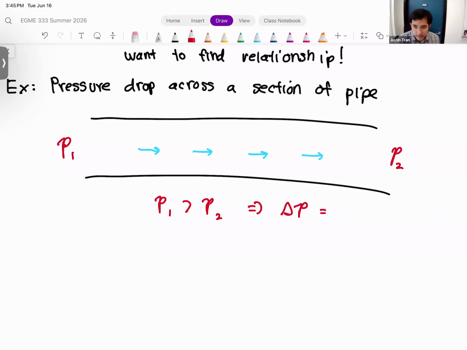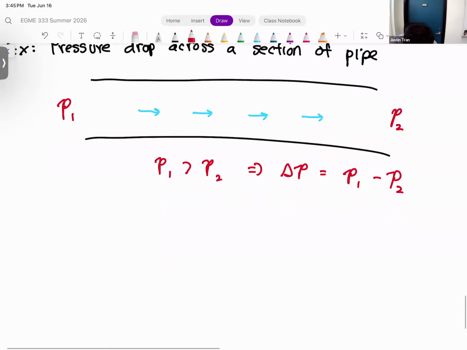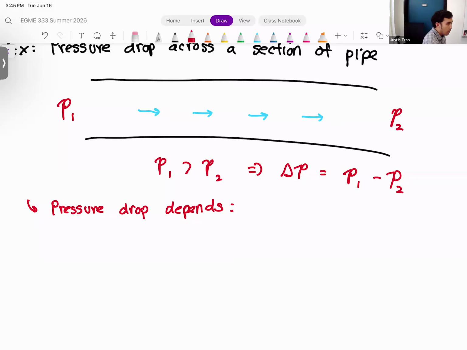So in other words, if we define delta P as P1 minus P2, let's say that we want to run an experiment to measure what this delta P, this pressure drop, is going to be. And by running the experiment, we're going to think about what other variables in this situation are going to affect the value of the pressure drop. In other words, other variables in the system that are going to change the result of our experiment.